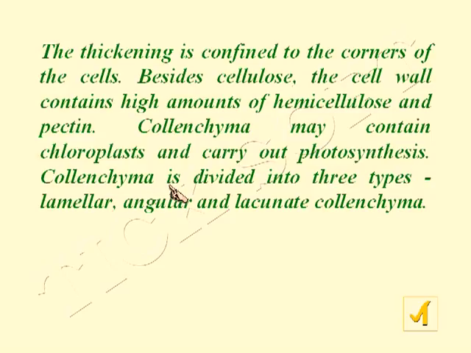And collenchyma is divided into three types: lamellar, angular and lacunate collenchyma. So the collenchyma cells may contain chloroplast and also carry out the photosynthetic function. Instead of only cellulose as in the parenchyma, the collenchyma contains hemicellulose and pectin along with cellulose in its cell wall, and it is divided into three types, as said earlier: lamellar, angular and lacunate collenchyma.